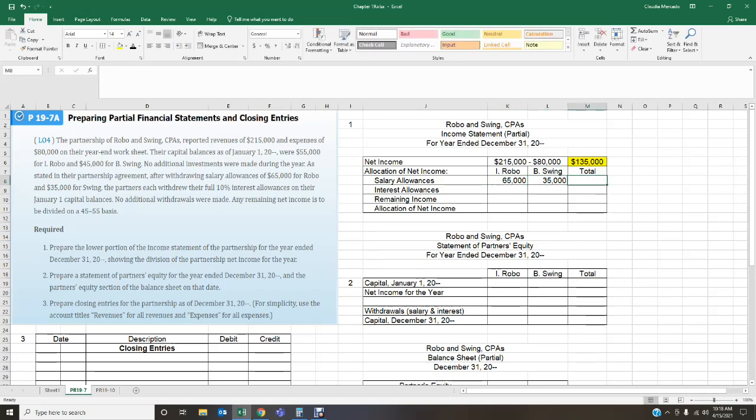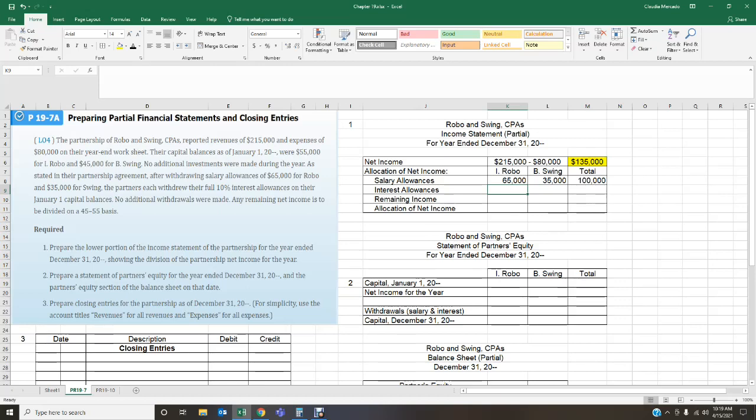So that gives me how much? That gives me $100,000. So from the net income, which was $135,000, I'm going to pay salaries of $100,000. Next, we have the interest allowance. It says, as stated under the partnership agreement, after withdrawing salary allowances, the partners each withdrew their full 10% interest allowances on their January 1st capital balance. So they're going to get 10% of what they have in their capital account as of January 1st.